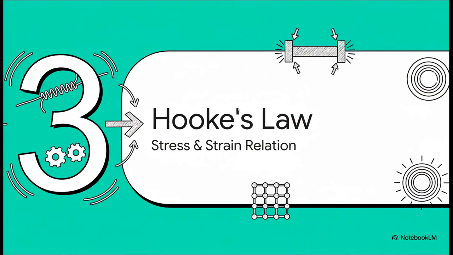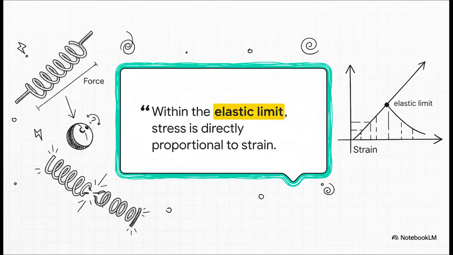All right, section 3: Hooke's law, the golden rule. So we've got our cause, stress, and our effect, strain. The million-dollar question is, how are these two connected? Well, that brings us to probably the most important rule in this whole topic. And here it is, from Robert Hooke himself. Within the elastic limit, stress is directly proportional to strain. This is it. This is the golden rule you have to know for your exam.